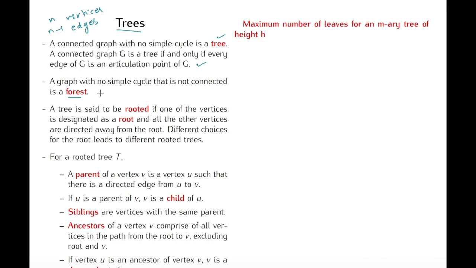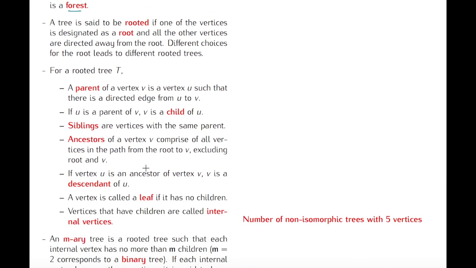And typically the type of tree used in applications is a rooted tree. A rooted tree is one where one of the vertices is designated as a root, and all other edges are directed away from the root. So it's kind of a directed graph, but the arrows are not shown. It's always the root on the top and the other vertices below it. Different choices for root lead to different rooted trees, and we will see an example for that shortly.